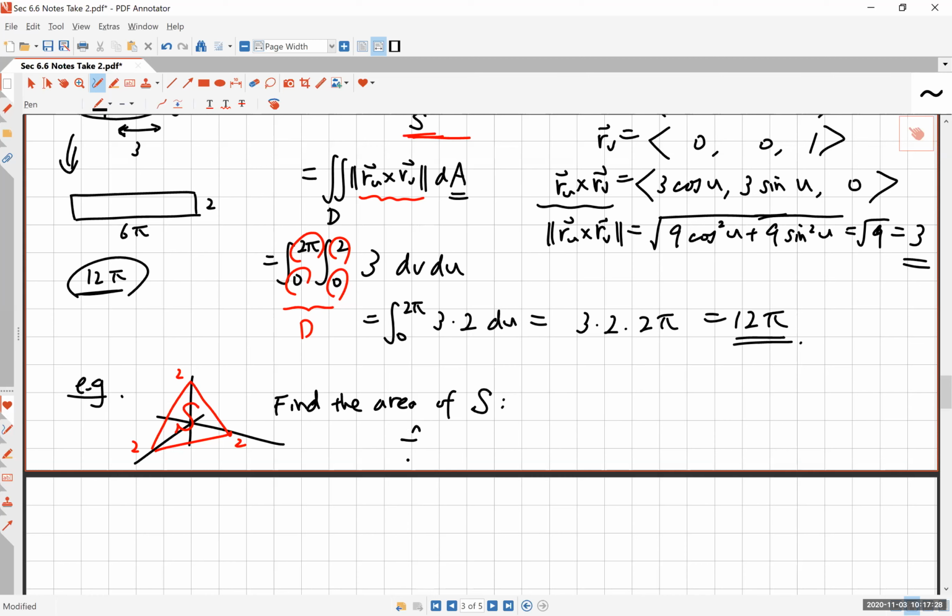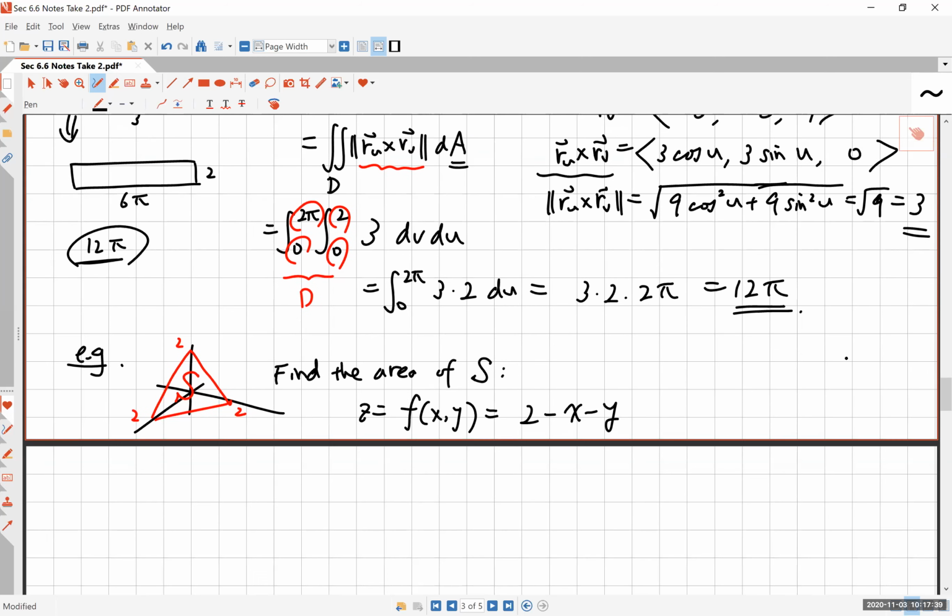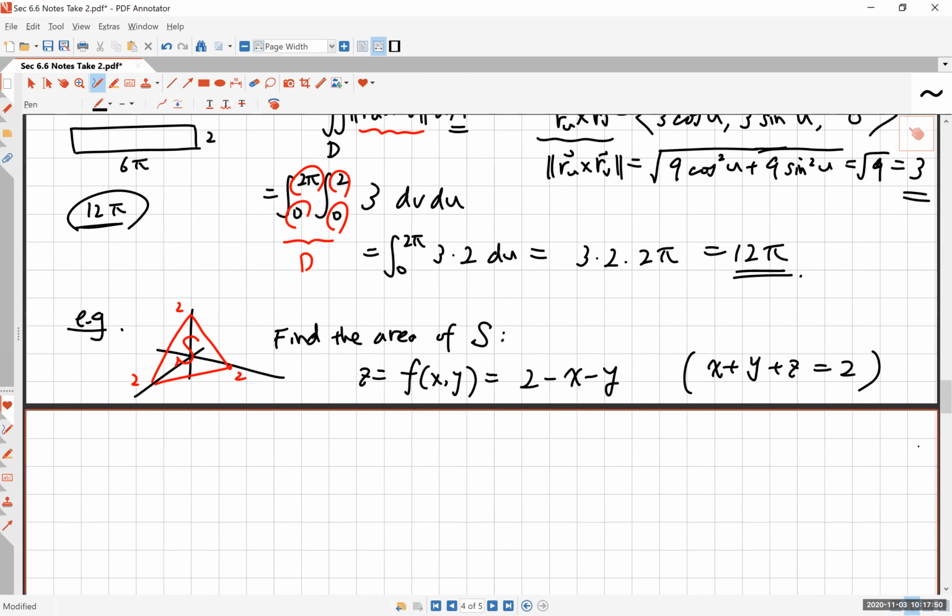I'm going to give you a little hint here. z is a function of x and y, and z in this case is defined as 2 minus x minus y. So the point is x plus y plus z is equal to 2. This is actually a plane defined by x plus y plus z equals 2 over some region. The region is going to be like this, in x and y. If you look at this from the top, this is what it looks like. So this is going to be my domain D.